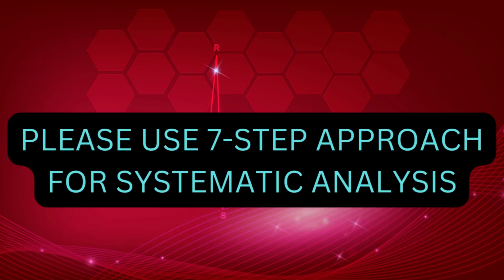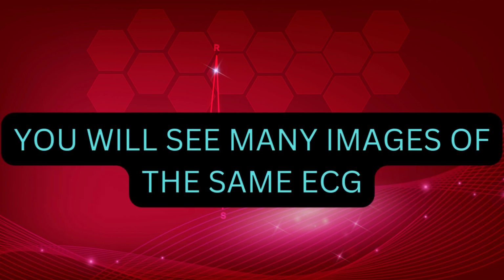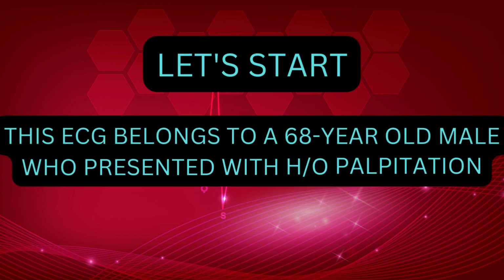Please use the 7-step approach for systematic analysis. You will see many images of the same ECG. Pause the video if you need more time. Let's start. This ECG belongs to a 68-year-old male who presented with a history of palpitations and dizziness.